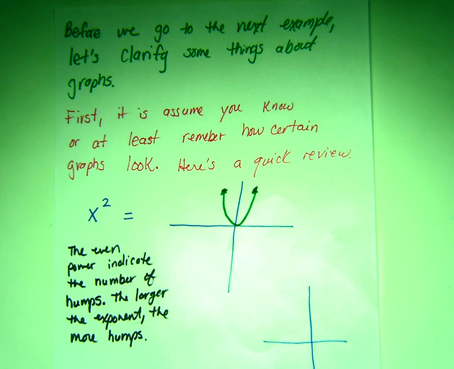Now when you're using your calculator, be careful. You may not necessarily see all the humps, but they do actually exist. So once again, the larger the exponent is, the more humps you'll have.